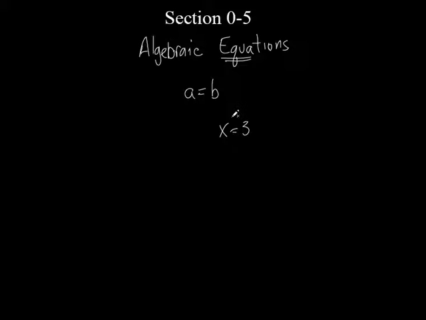Even something like this, x equals 3. Kind of looks like an answer, but that's still an equation. That's still an algebraic equation. X equals 3. You got an equal sign. When you have an equal sign, you have an equation. Everybody got it? So that means the left side and the right side are exactly the same thing.